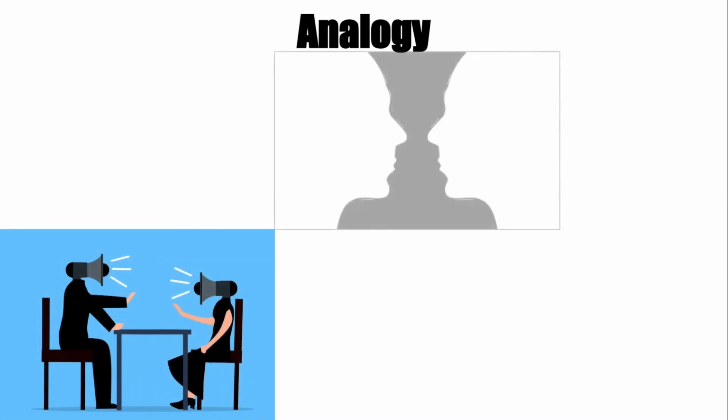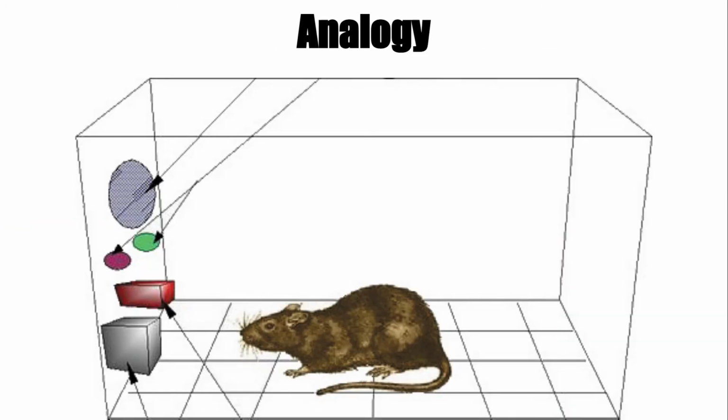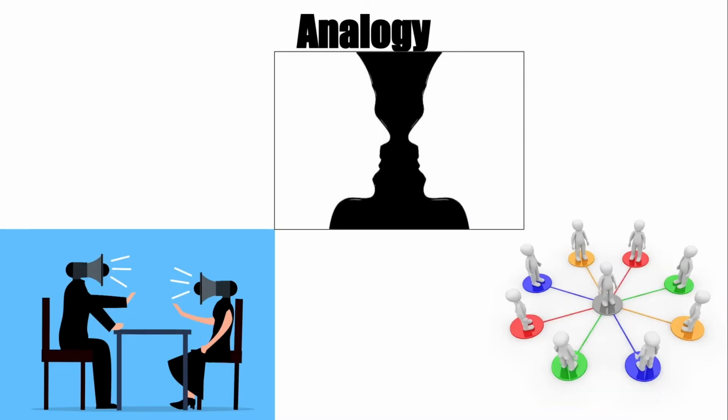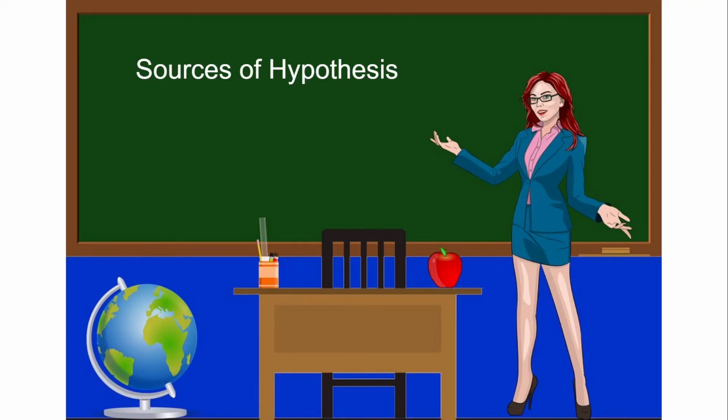Analogy. Many rules, principles, and theories related to behavioral science, psychology, and education were established or developed by experimenting on animals. Such experiments provide the basis for formulating hypotheses in educational, psychological, and sociological research. Formulating hypotheses for the research in one field on the basis of the theories and principles established in another field is called analogy. Here are some common sources for hypothesis formulation.